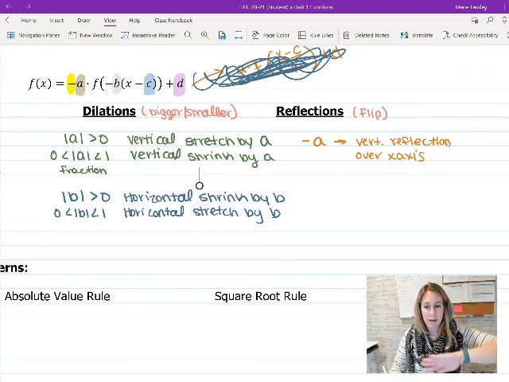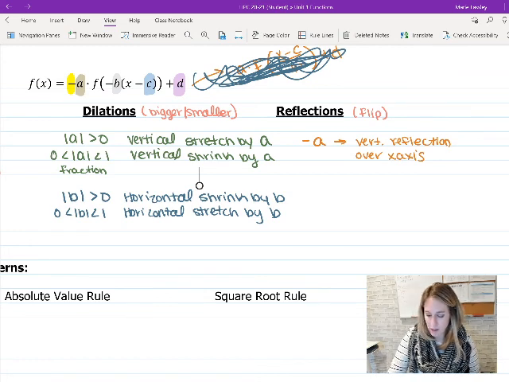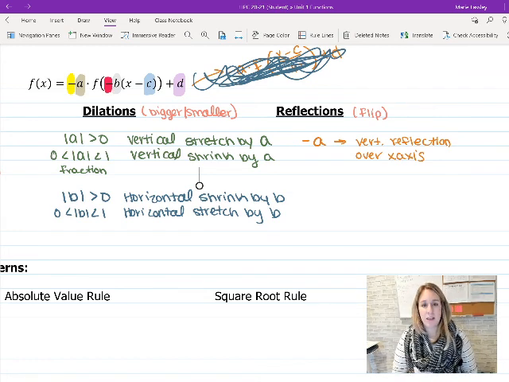Okay, it's going to flip it upside down. All right, it's an easy one. Reflections are always not too bad. What color haven't we done? Let's do red. Cool. All right, then we got this one, the negative next to the B.